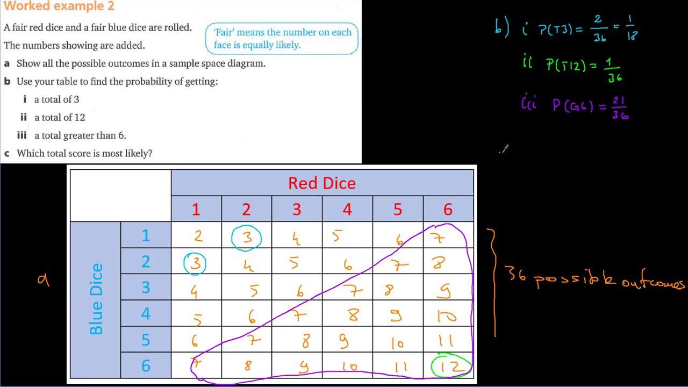Now we are going to solve C here. I mean, which total score is most likely? As you see in the table, the most common sum is 7, and the probability of 7 is equal to 6 over 36. So this is the most common, most likely. Actually, you will hear the words lucky 7, and that's also the reason.